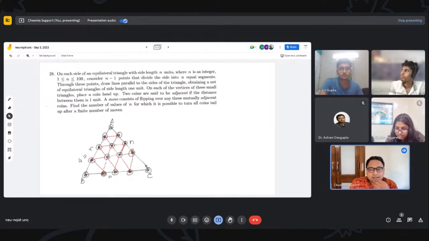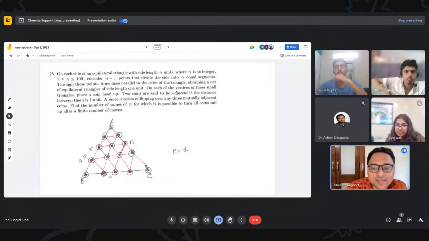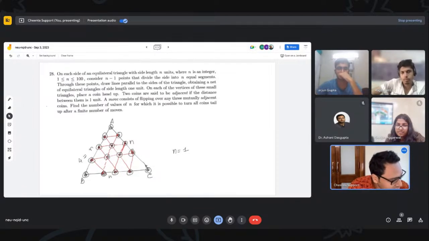So now the question is, we have to find the number of values of n for which it is possible to turn all the coins tail after finitely many moves. So of course it is possible for n equals 1. It's trivially possible for n equals 1. You just turn it once and you are done. Is it possible for n equals 2? Well, let's see.